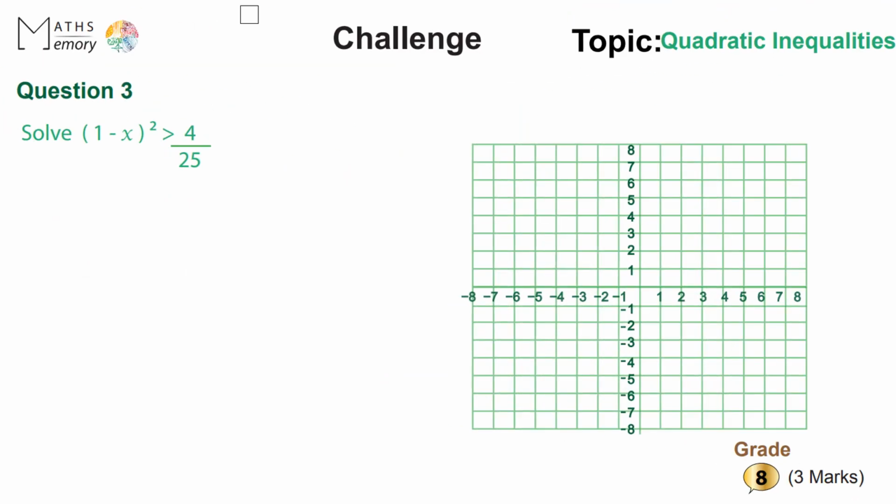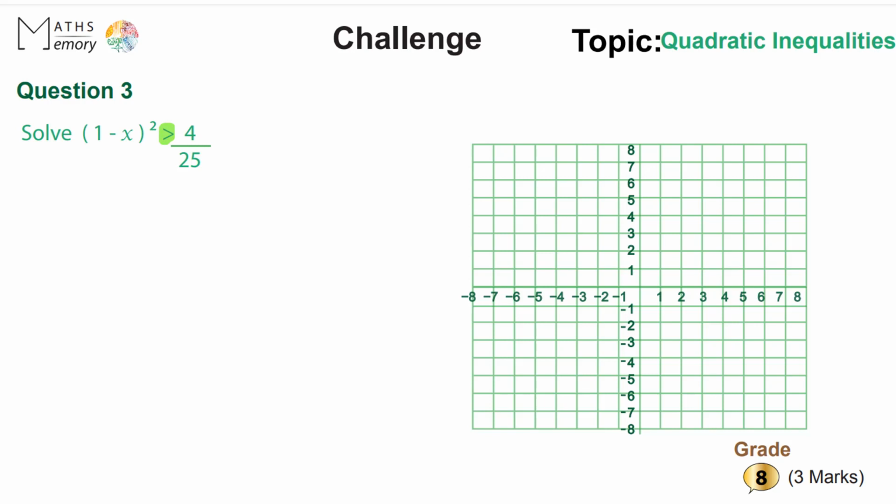Question 3, challenge. Let's press pause and write this quadratic inequality down. Let's try to do what we can on this. It's really extending our knowledge on this topic. Press play when you've finished. So solve: 1 minus x, in brackets squared, is greater than 4 over 25.